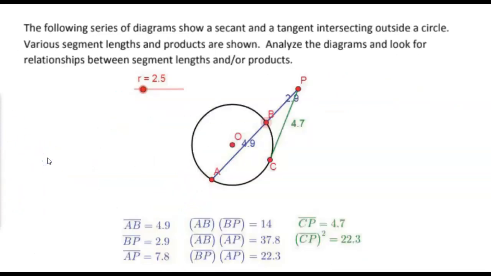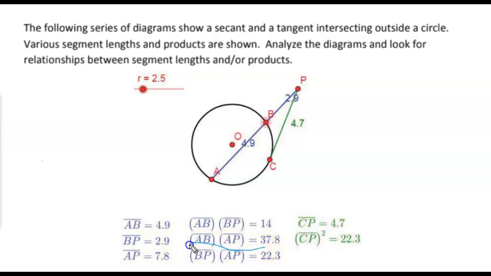The following series of diagrams show a secant and a tangent intersecting outside a circle. Various segment lengths and products are shown. Analyze the diagrams and look for relationships between segment lengths and/or products. So just like the last problem, we want to see if anything is actually equal or if we can make things equal. I notice the 4.9 and the 4.7 are close, but not quite there.